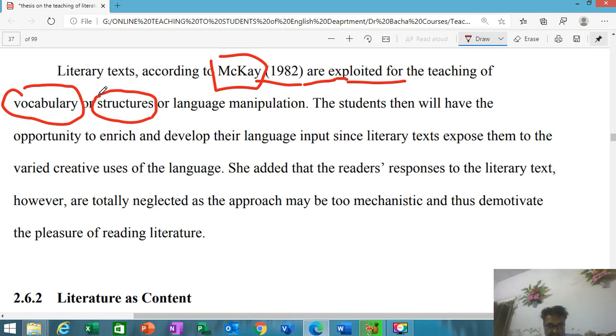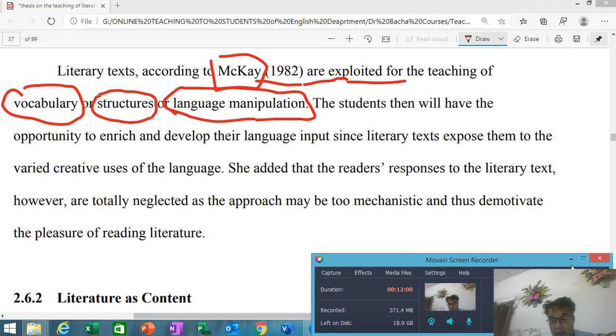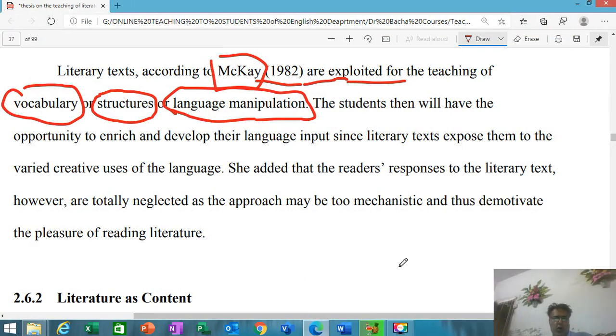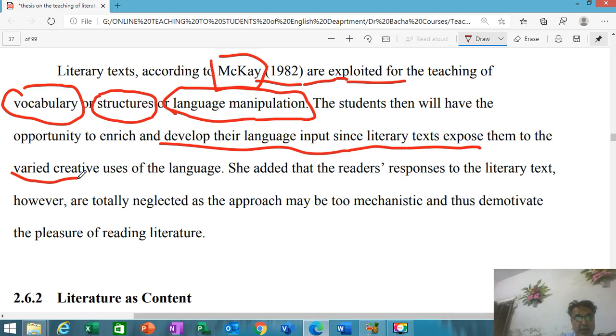Or even such structure, for example, see the example I just gave you there. Every child is the father of man. All right, look at the structure of this sentence. This is a very, very fantastic structure. Sometimes you can have fantastic structure from the poets and from the prose writers, and thus you get something superb. Or certain language manipulation enables you to manipulate language on the basis of their particularity. Students become more innovative, and they come up with such explanations and expressions, which obviously are so good indeed. So the students will have the opportunity to enrich and develop their language input, since literary texts expose them to varied creative uses of language.